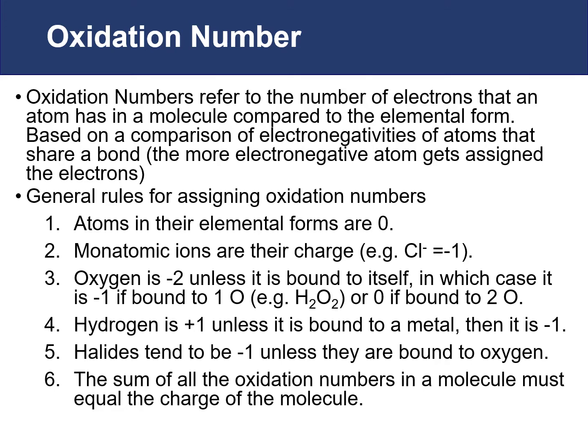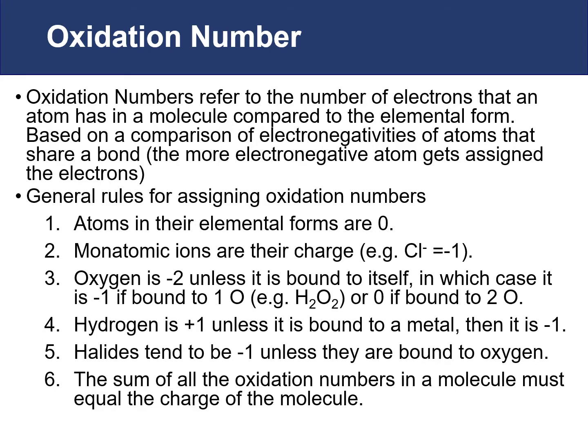The reason for this is when we're looking at electronegativities, oxygen is the second most electronegative atom there is, meaning that if anything is bound to it other than fluorine, the oxygen will be the more electronegative of the two, and it will get assigned all the electrons. And oxygen typically forms two bonds, and so it will generally have a -2 charge.